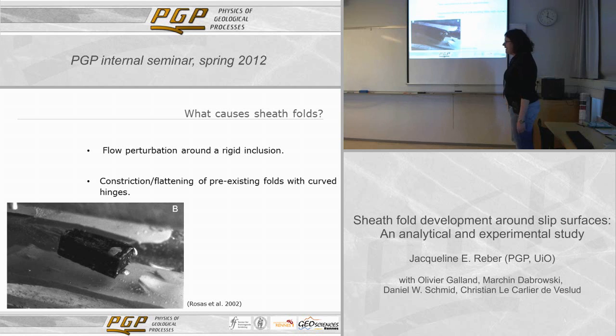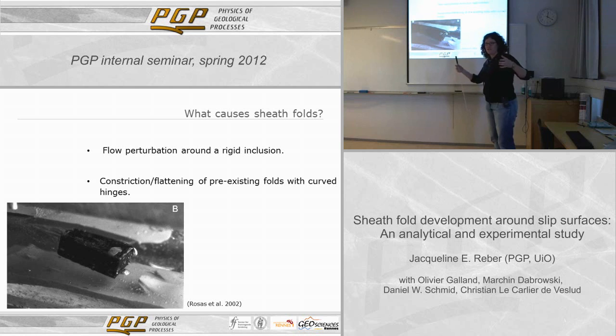Thanks. And then there are other ideas about development of sheath folds which are not related to simple shear, and then they basically suggest you take a curvilinear fold and just squeeze it and put it under constriction or flattening and get a sheath fold in that way.